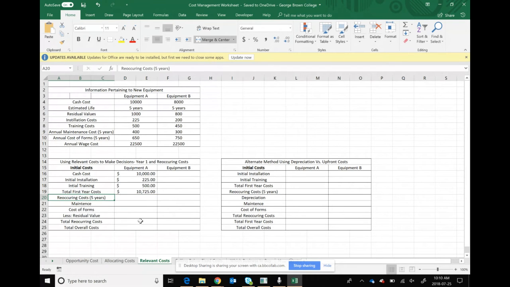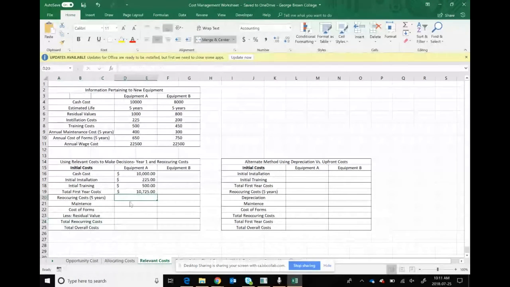However, we are also going to have some recurring costs over the next 5 years. This is the cost of maintenance, the cost of forms, whatever that is. We subtract a residual value, because that's a benefit we're going to get from selling the machine. Then we add them all up to get the total recurring costs.